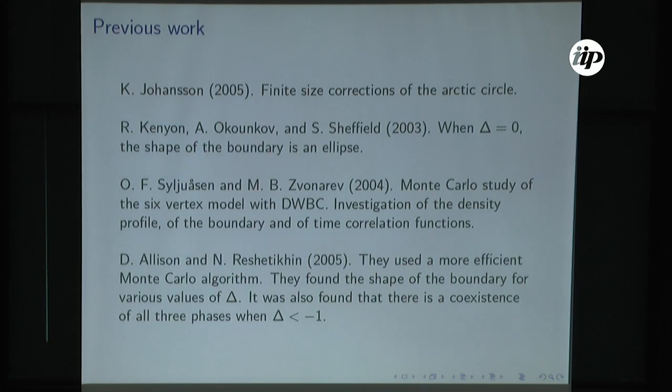They found a more efficient Monte Carlo algorithm, so they could actually show the shape of the boundary for other values of delta as well. It was also found in their paper that the coexistence of phases extends to the case when delta is less than minus one, and not just between one and minus one. When delta is less than minus one, they show that there are three phases that coexist.